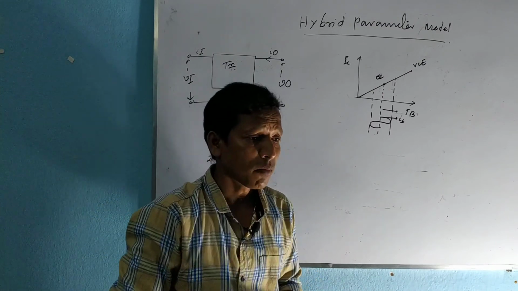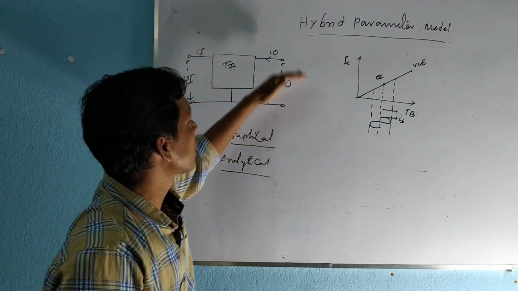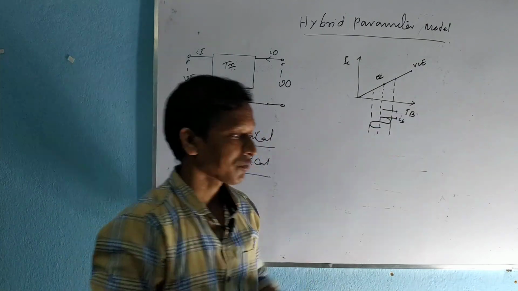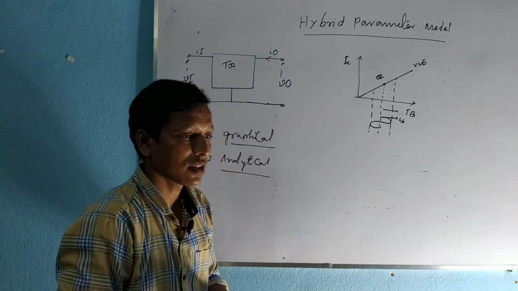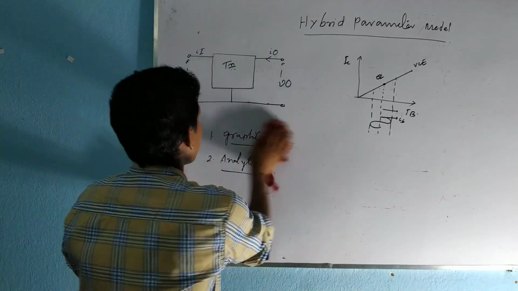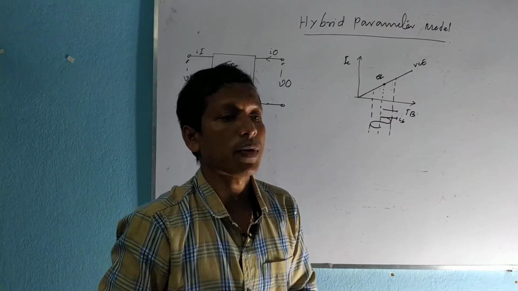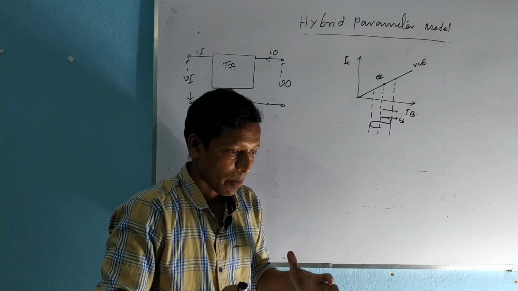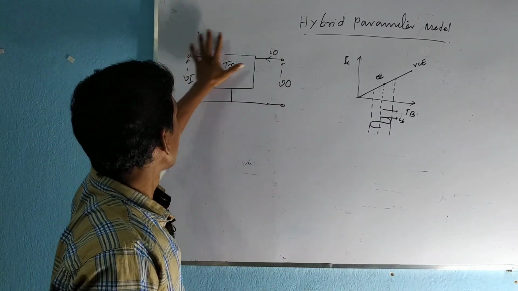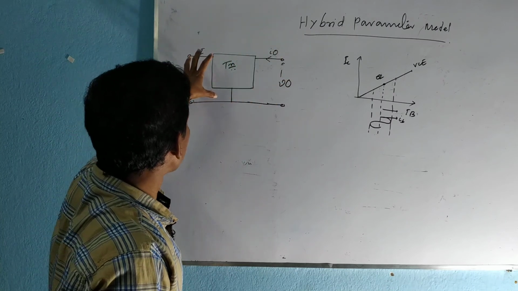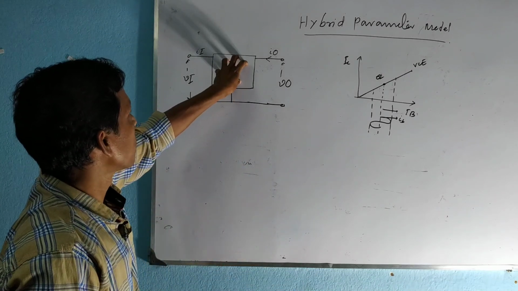There are a number of models for analysis of the small signal transistor amplifier, but here I will discuss the hybrid parameter model. Okay, and we know transistors are used in a circuit in different modes of connection. There are three modes: common emitter mode, common collector mode, common base mode. But whatever be the mode of connection, always it acts as a two-port network. Let's see, this is the block diagram of transistor amplifier. This is the transistor amplifier.